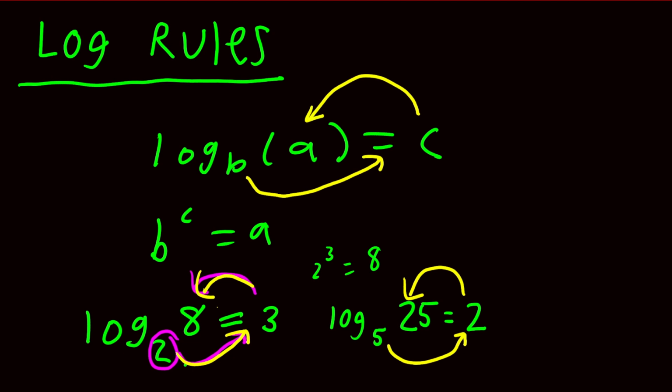Okay? So if we're getting a little bit confused, think of it like a circle. Goes left to right. b to the c equals a. 5 to the 2 equals 25. 2 to the 3 equals 8. So logs and exponents are basically best friends. They're just the opposites of each other. That's why, if you're good at exponents, you're going to be really good at logs.